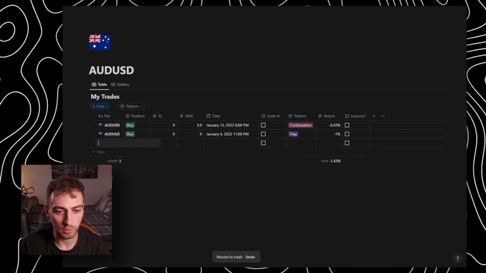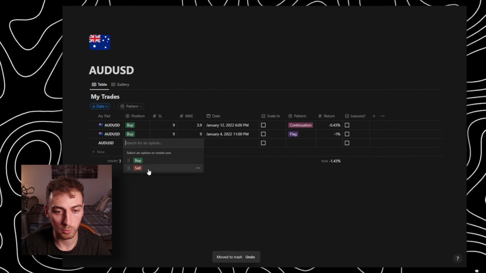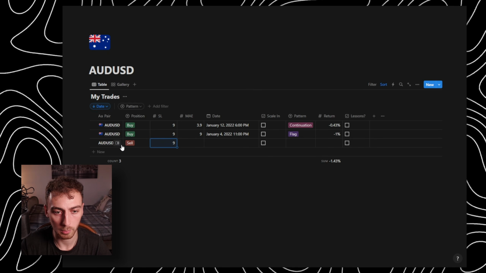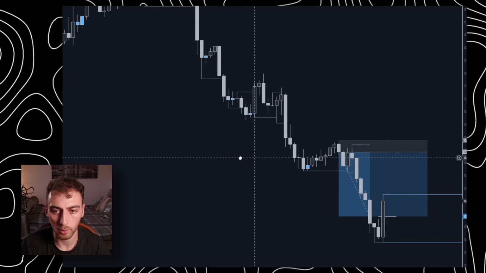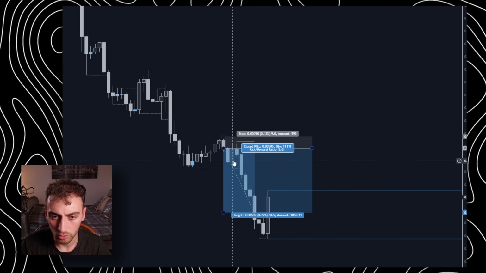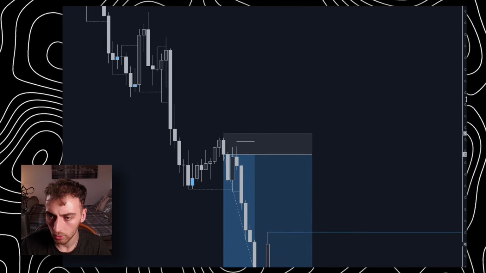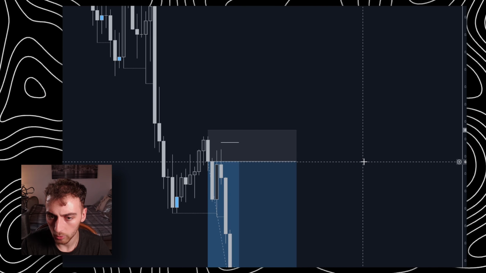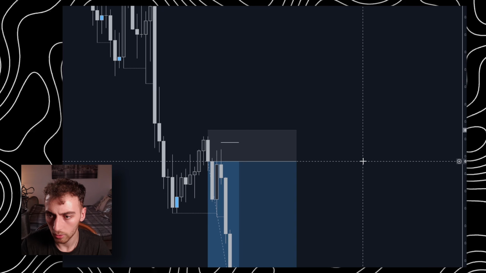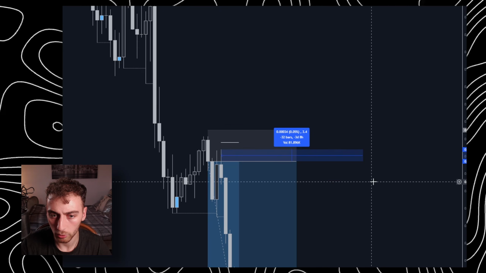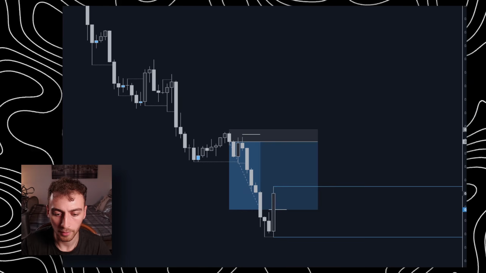Now let's put this trade in Notion. So this was a sell this time, 9 pip stop loss. What was the maximum adverse excursion? So we entered on this candle. 386 was our entry, and the furthest it pulled back was 3.4 pips.